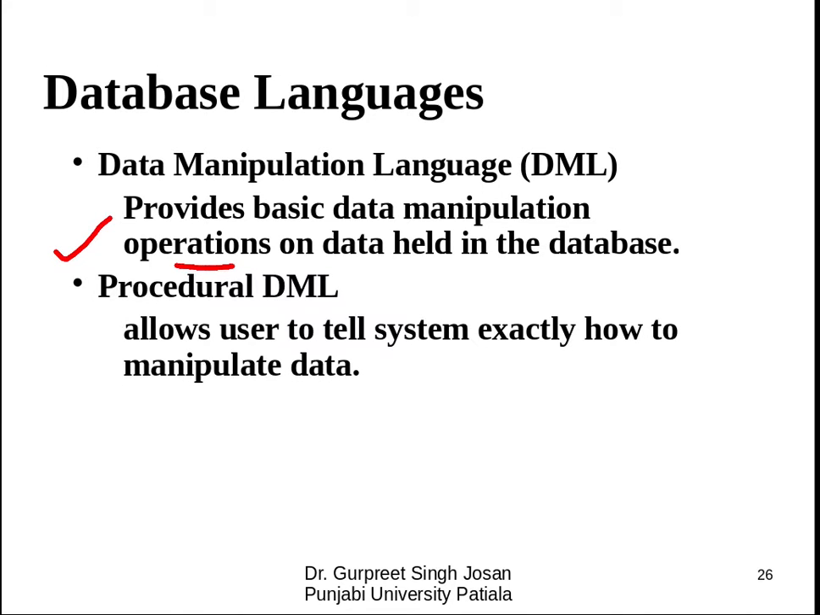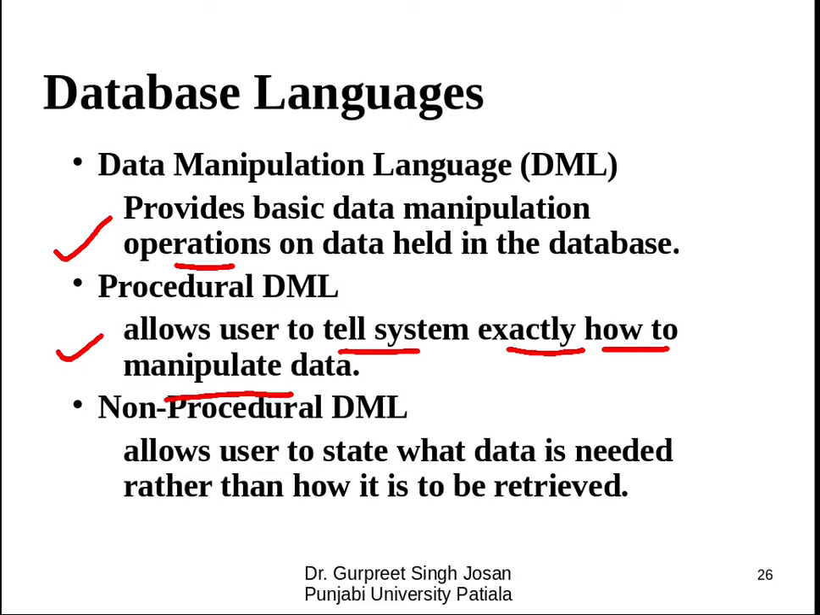Next, we have two kinds of DML. One is procedural DML, another one is non-procedural DML. Procedural DML allows the user to tell the system exactly how to manipulate the data. So in this case we have to tell the steps of manipulating the data. If we want to insert data, then we have to tell the system the steps.